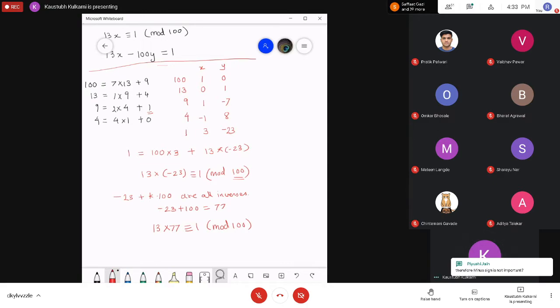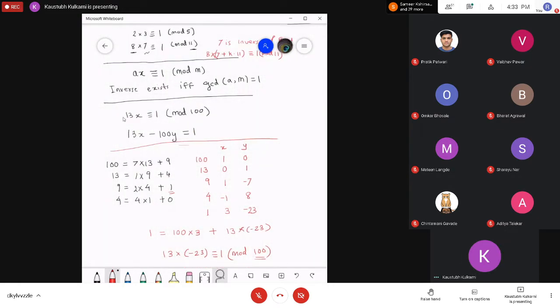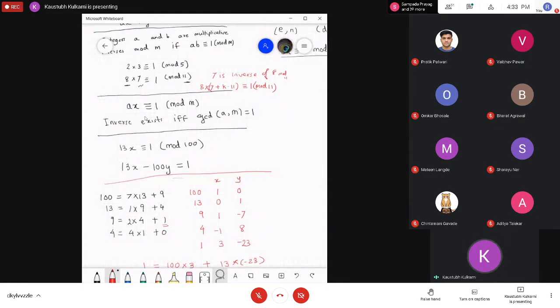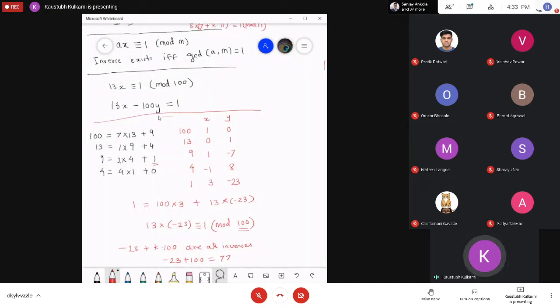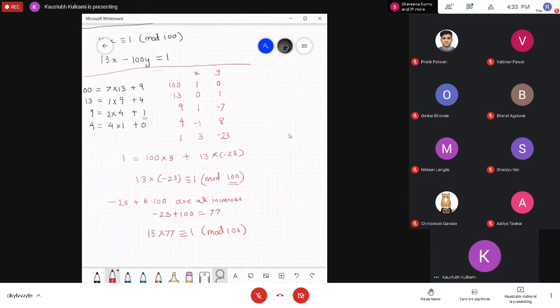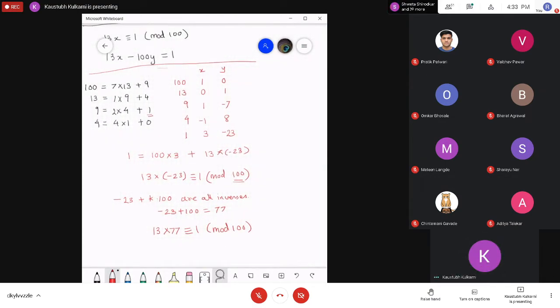The only idea of my writing this was that ax congruent to 1 mod m can be written as the linear combination of a and m, that is 13 and 100. That was the only reason for writing this. Actually, you will have to find it in this way only. We always take the larger number first, and this is the technique.